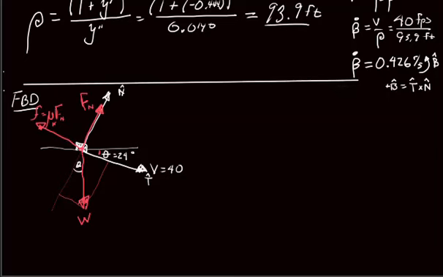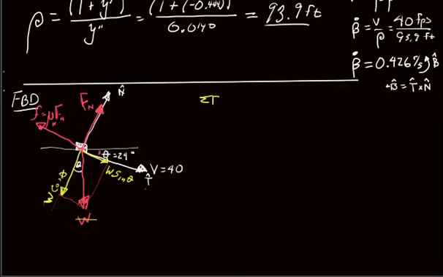So from there we get components of W: W cosine of theta in the negative n hat direction, and W sine of theta in the t hat direction. And with that we won't need the W. We have it in the components. And from here we can start.